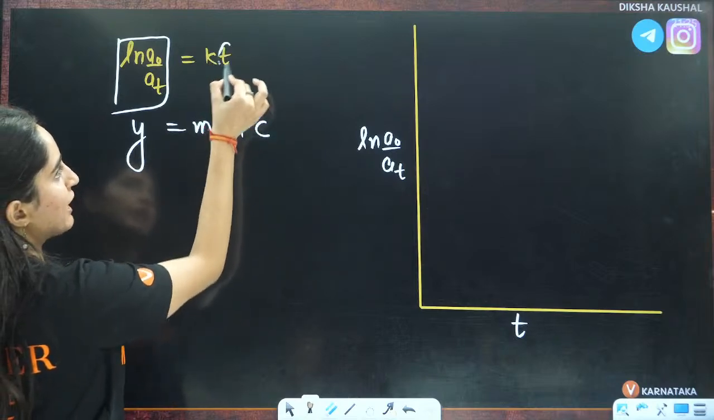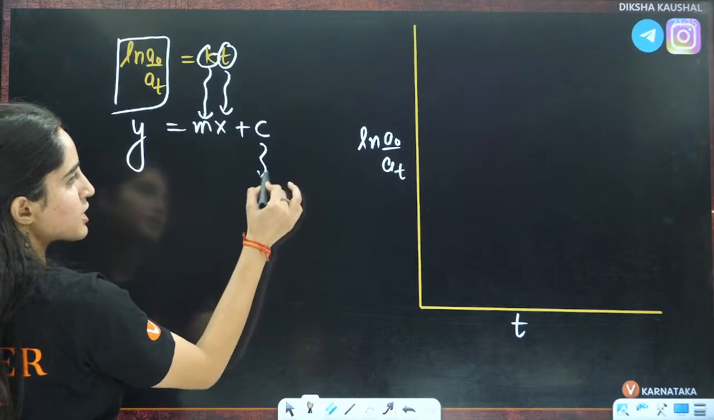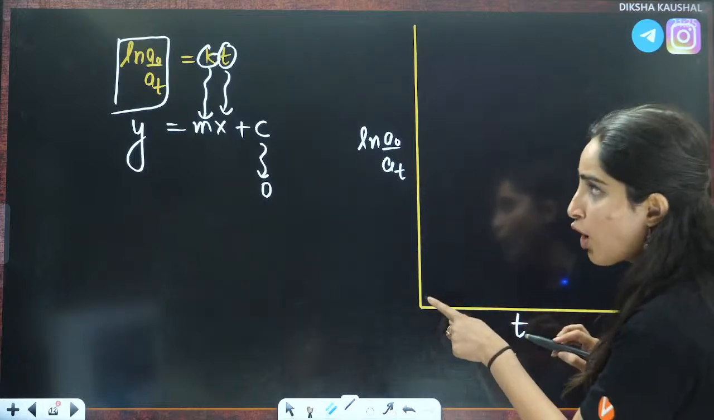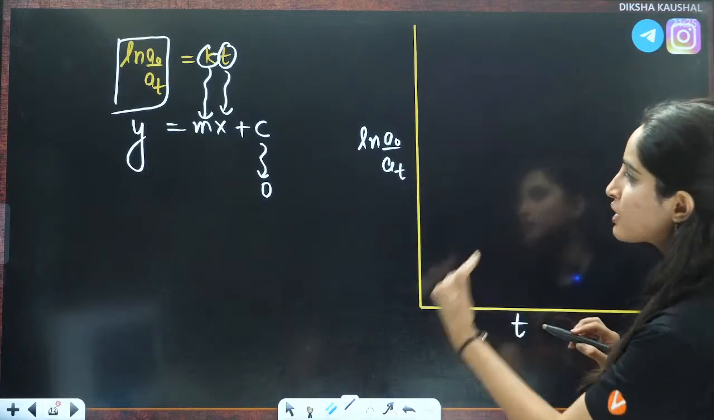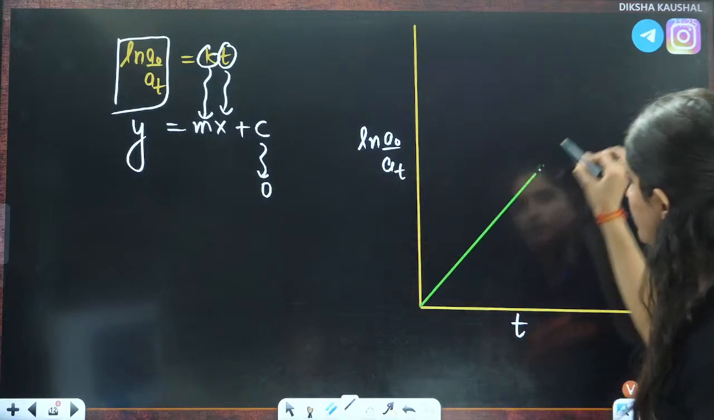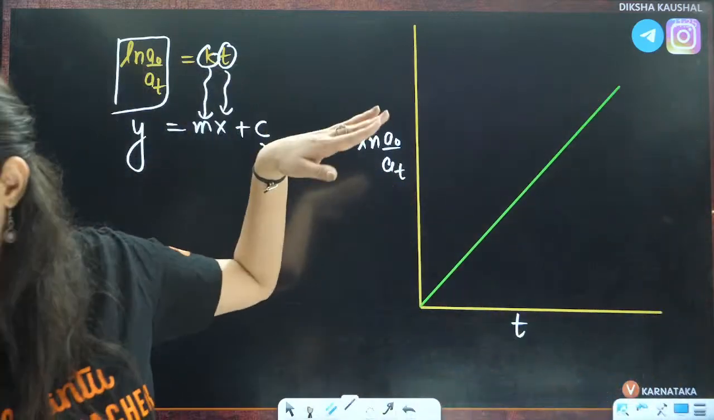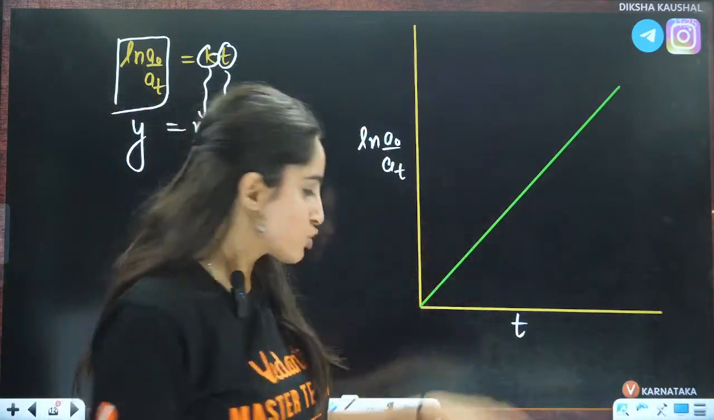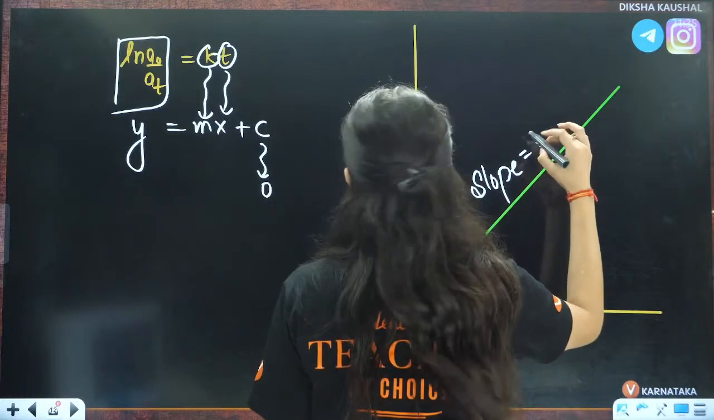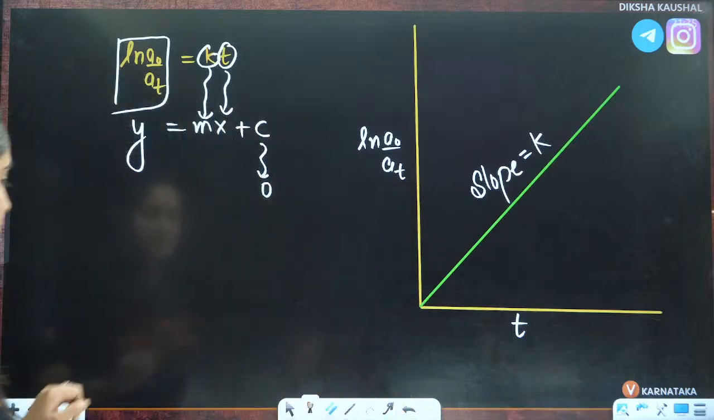X is equal to t. X is what? T. Slope is what? K. So the intercept will become 0, that means this will start from 0, that is the origin, and the slope is positive, so it will go in a positive direction, that means upwards it will go, right? So here you can even write that the slope is equal to k. That will become the slope, right?